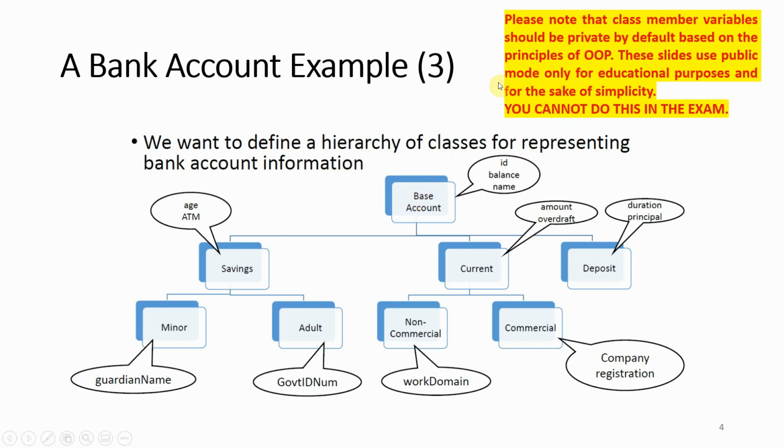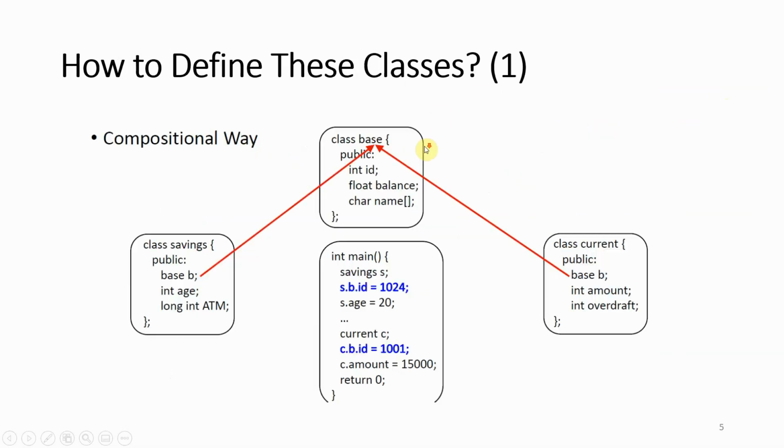One quick note here: in the examples that you see, I defined the member variables as public. This is not recommended, right? You remember that we usually want to have attributes or member variables as private, and methods or member functions as public. But because I just wanted to explain the concept of inheritance, I used everything as public for simplicity. Do not do this in your programming or in the exam. This is only for educational purposes.